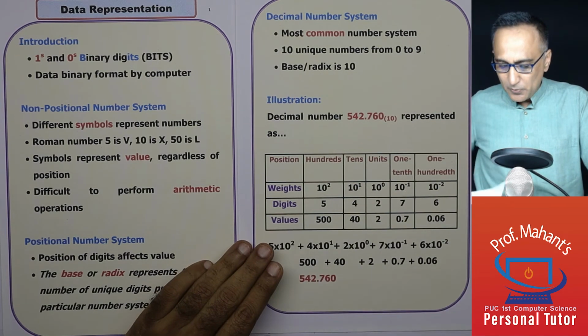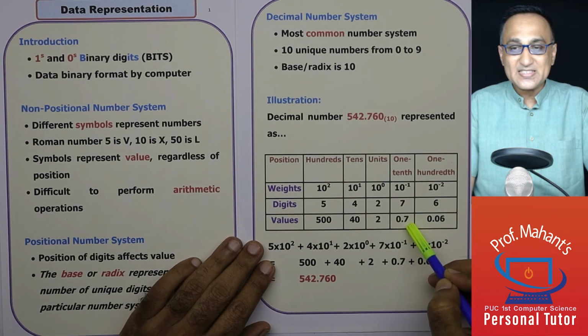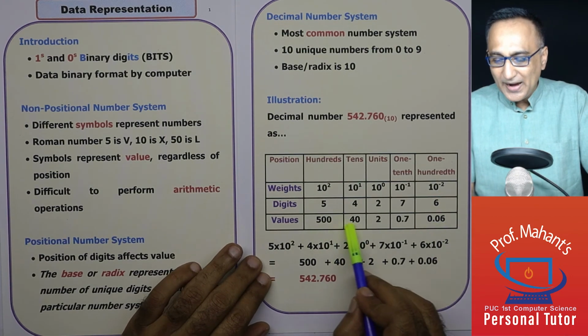Now what about the fractional part? 1 upon 10 is 0.1. 7 into 0.1 is going to be 0.7. This is 1 upon 100, which is 0.01. So 6 into 0.01 is equal to 0.06. So we need to add all of this.